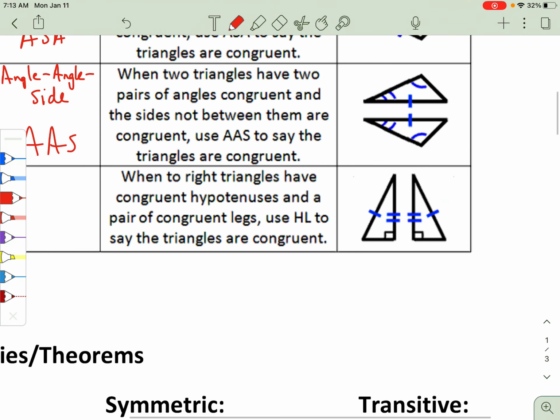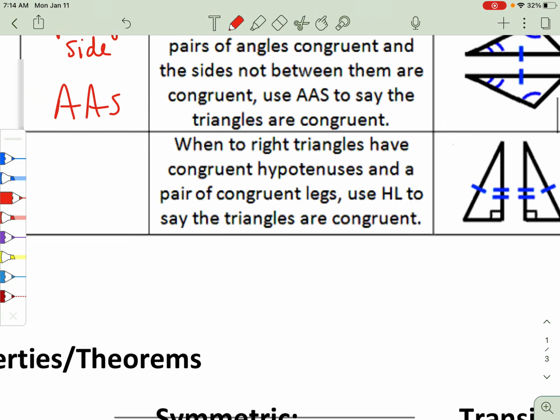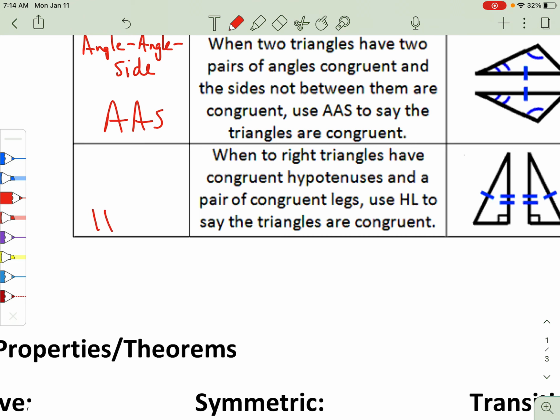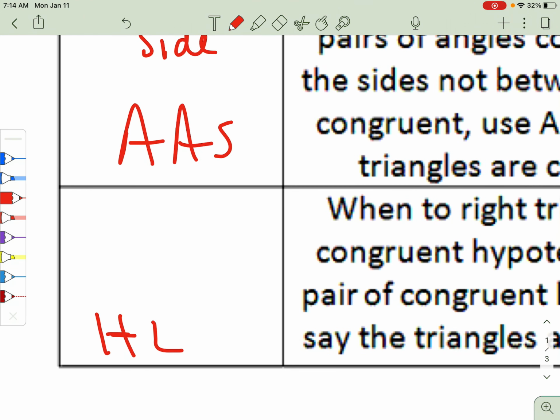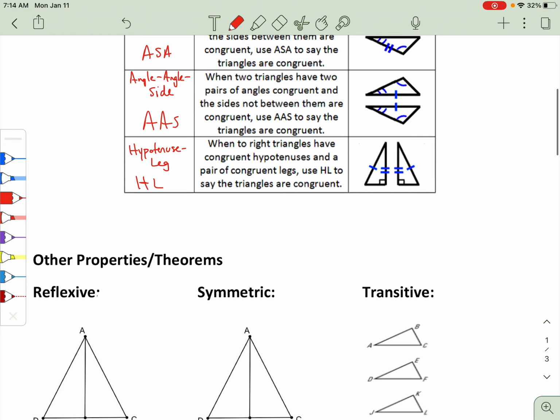Okay, and lastly, you have when two right triangles have congruent hypotenuses and a pair of congruent legs, use hypotenuse leg. So this one's nice. So anytime that you see a right triangle, if it has both the hypotenuse and leg, you don't have to worry about the other angles. So the hypotenuse and leg, when they are congruent to each other, we call this HL, or hypotenuse leg.